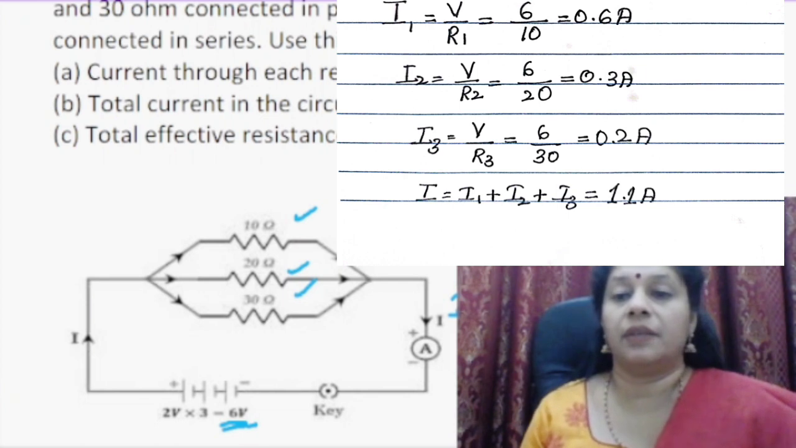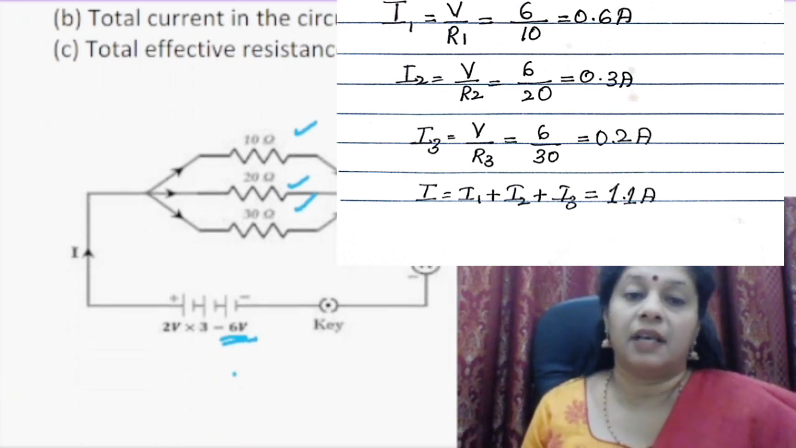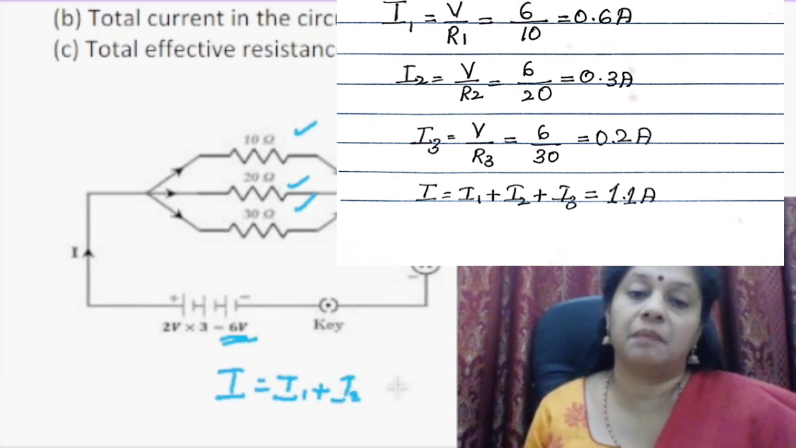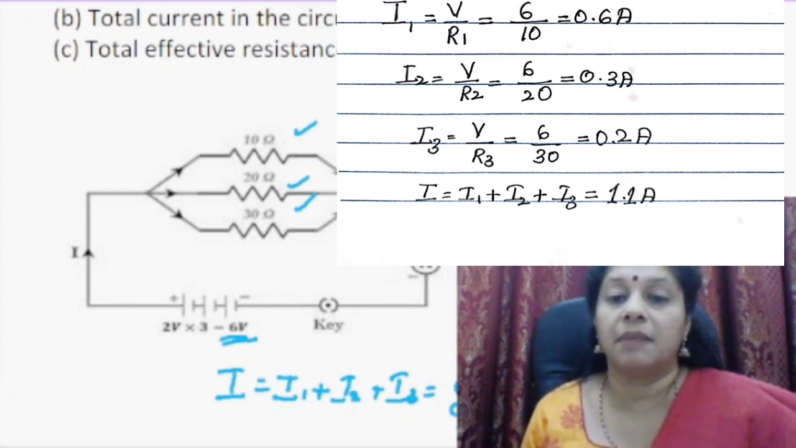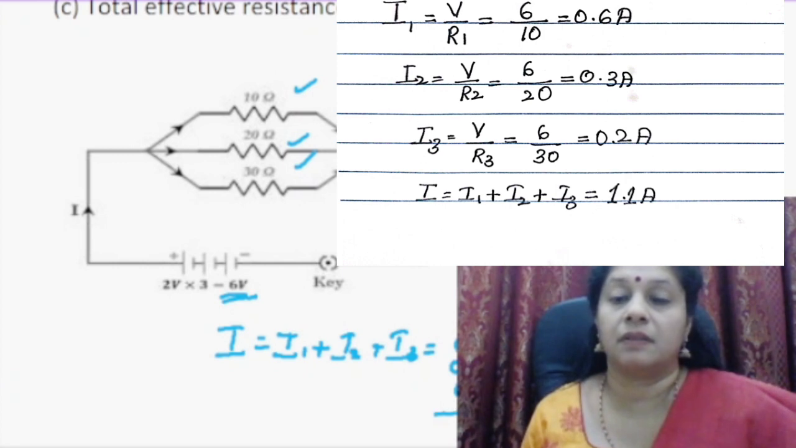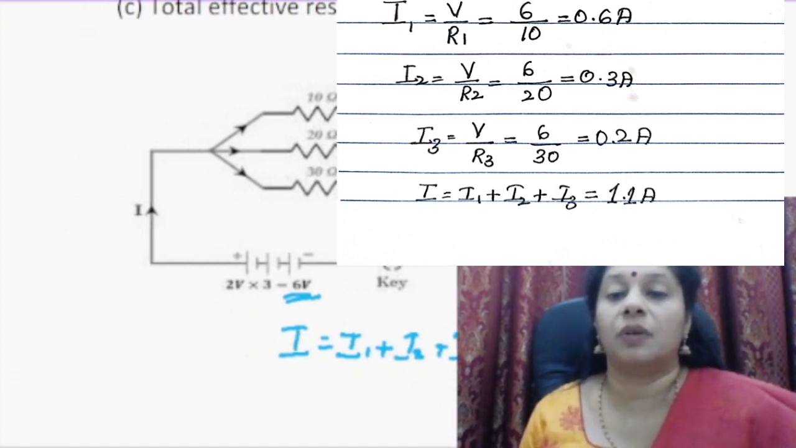Total current in the circuit, we just have to add. Current I is equal to I1 plus I2 plus I3. So what is the total current? 0.6 plus 0.3 plus 0.2, 1.1 ampere is the total current.